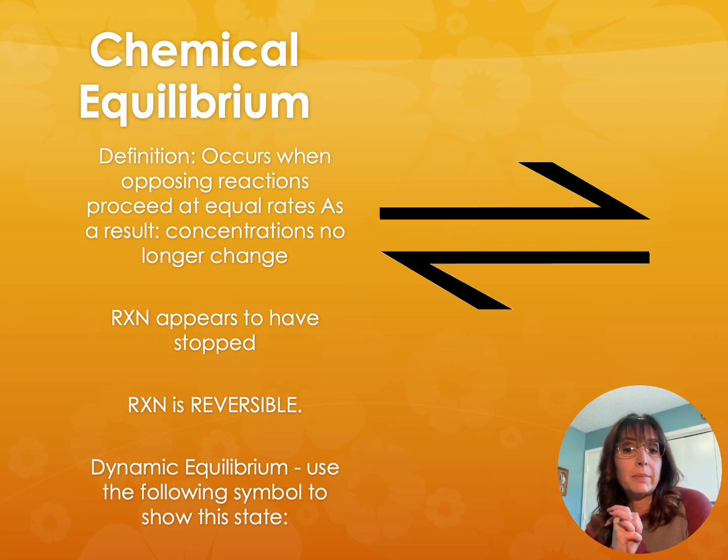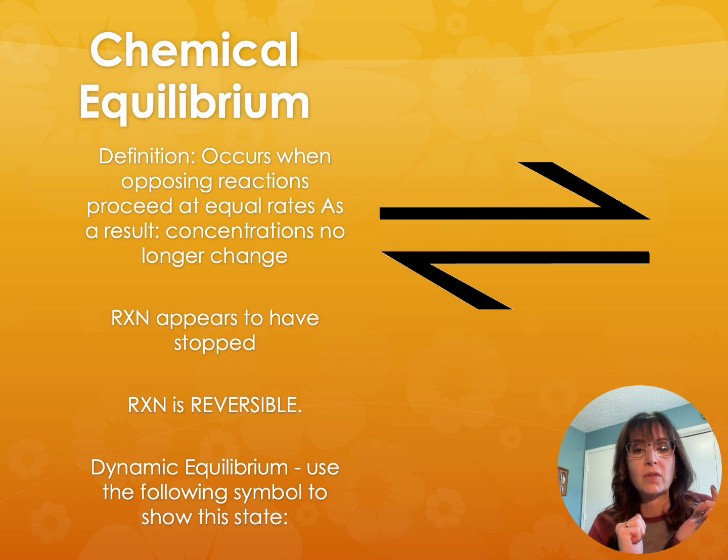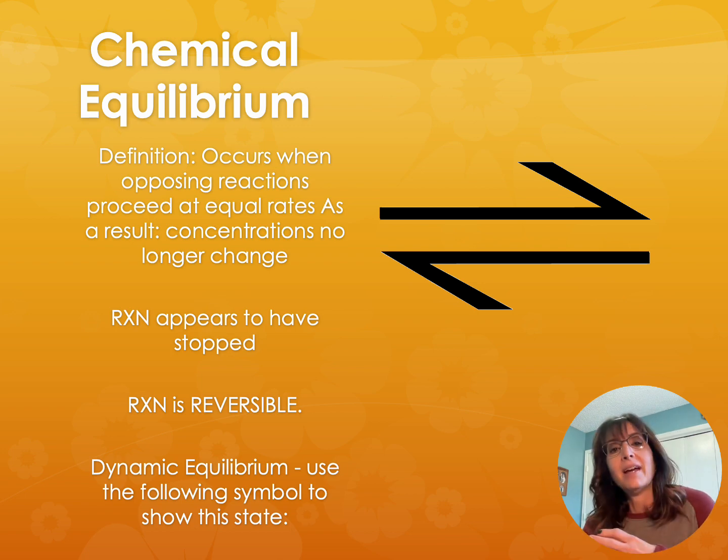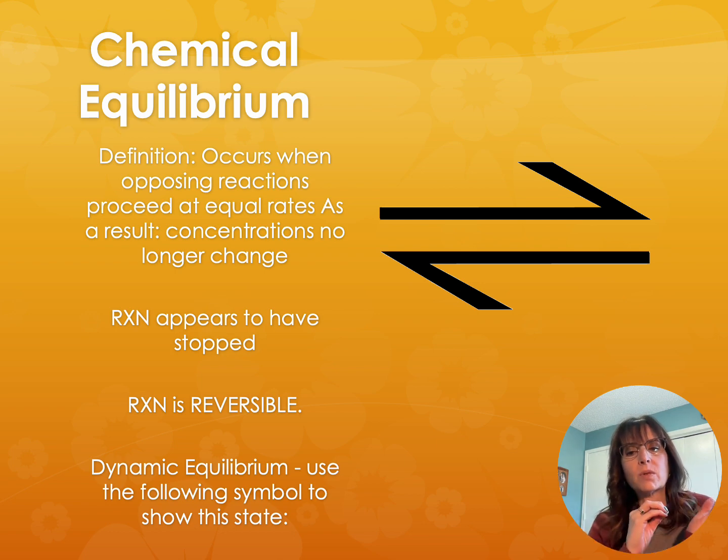So chemical equilibrium, that is really hard to say, is when you have a reversible reaction and the forward rate equals the reverse rate. And it seems like the reaction has stopped, but it really hasn't. We're still making products, we're still making reactants, it's just the concentrations no longer change. We call this dynamic equilibrium because things are still moving in both directions. And we do use that double arrow to represent equilibrium. So you really should pay attention to arrows. If you have one arrow, it goes to completion, that arrow, equilibrium, and it does result in some different math.